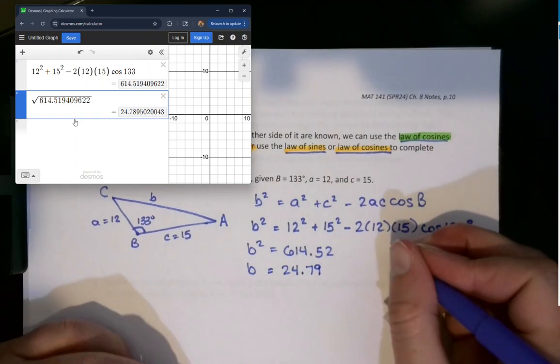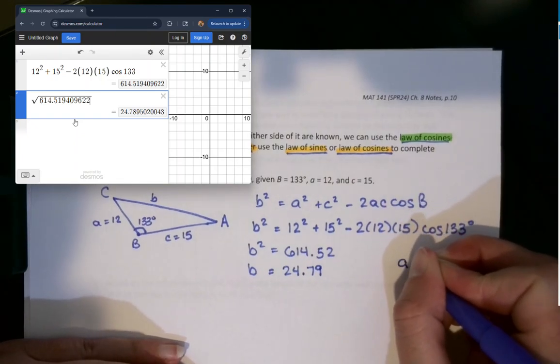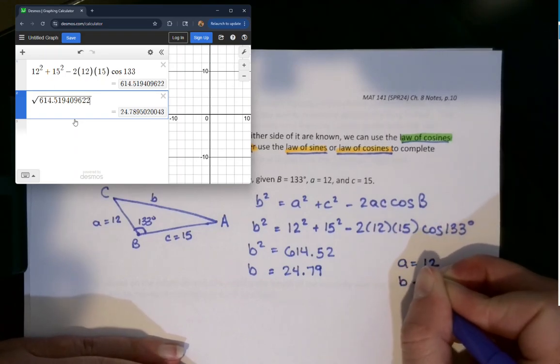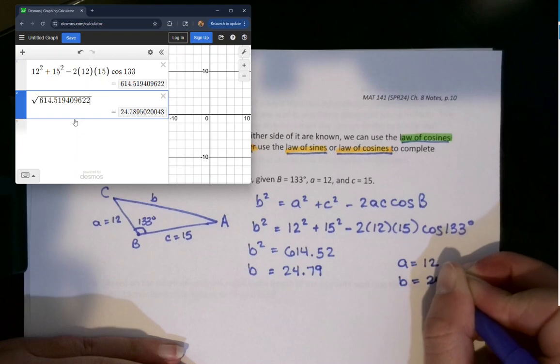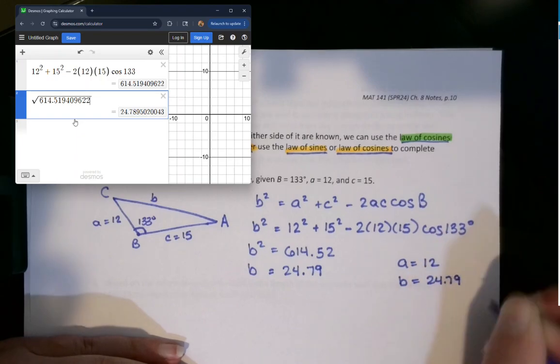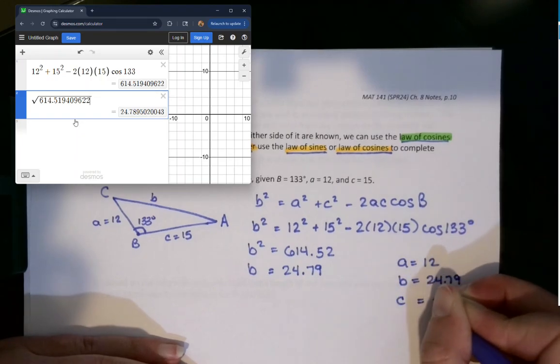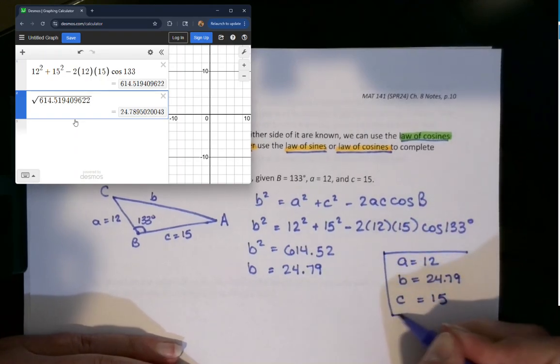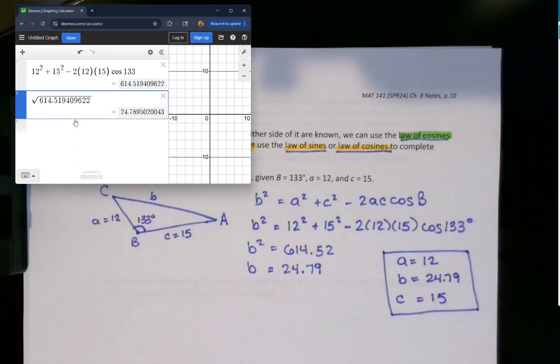All right. So I know the lengths of all of my sides. Let's write these down. A is length 12. B is length 24.79. And C is length 15. So I have all 3 sides. I need all 3 angles to completely solve this triangle.